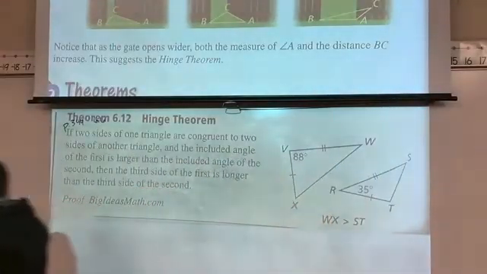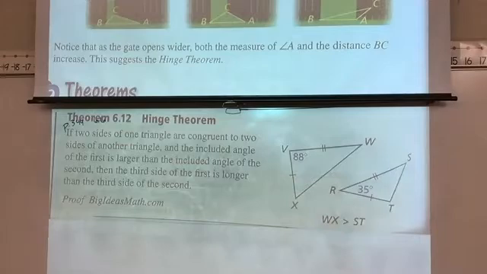So 6.6, hinge theorem. This is the main idea behind 6.6 is the hinge theorem. Yesterday, or in 6.5, we talked about comparing side lengths and angle measures inside of one triangle. For hinge theorem, now we are comparing in two triangles. We're comparing between two triangles.